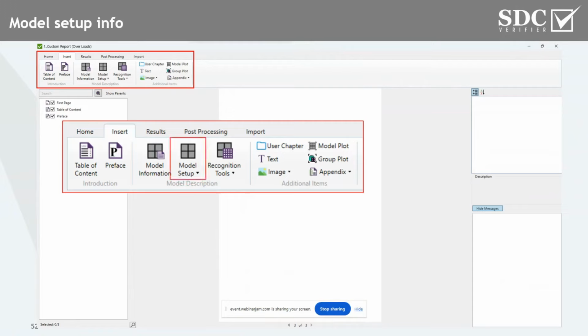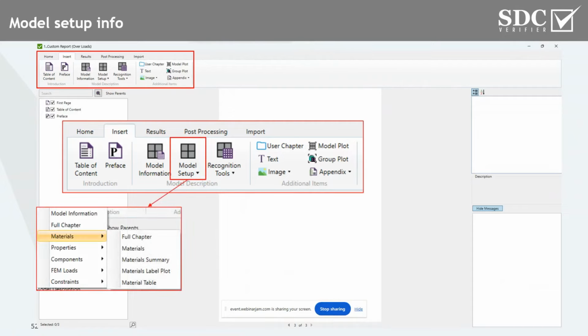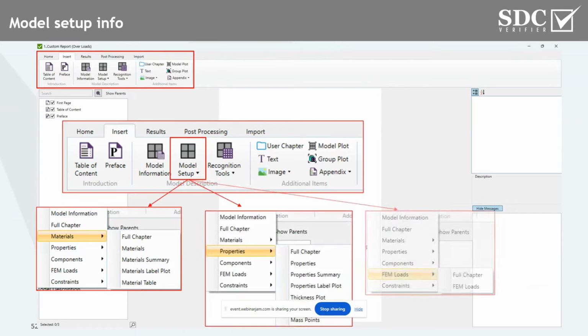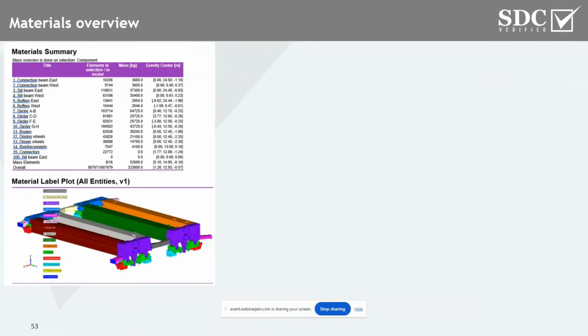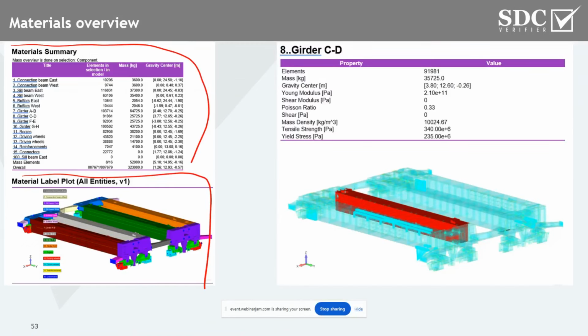Next thing is, of course, the model setup, because when you go to this drop-down list, you might notice that it contains full information about your materials, properties, FEM loads, constraints, and so on and so on. So when starting to talk about the materials, it gives you a complete summary with masses, with COG, with a nice picture, of what materials have been used in your model. Moreover, every material is highlighted with a nice table, highlighting typical properties like mass, COG, and so on and so on. And it's highlighted with the picture.